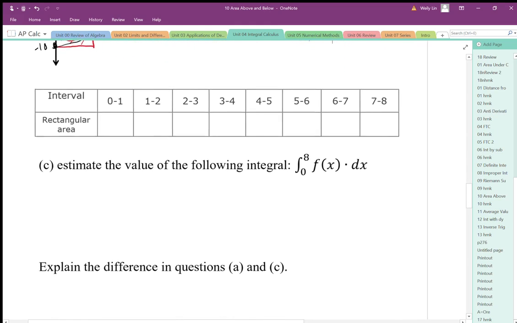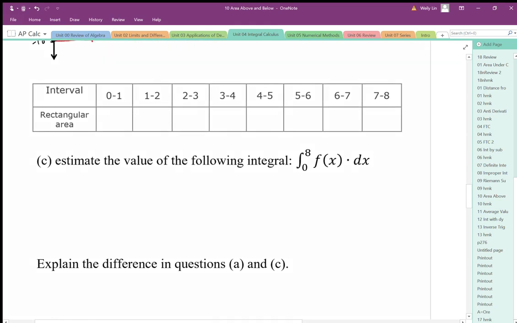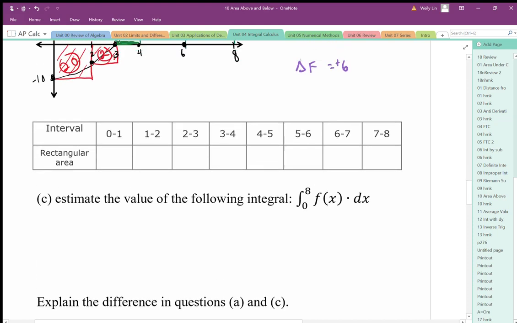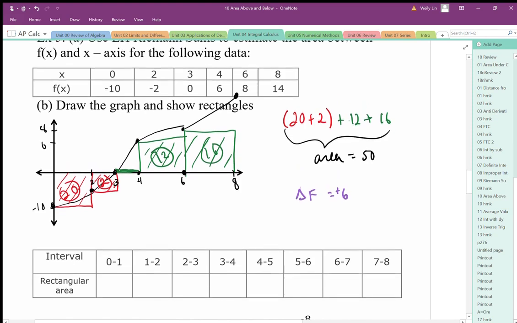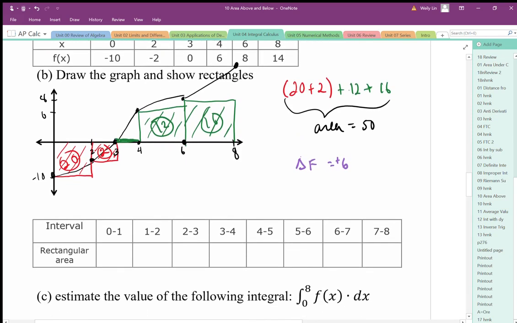So this one here, same kind of idea. Here, okay, so this is that area there.